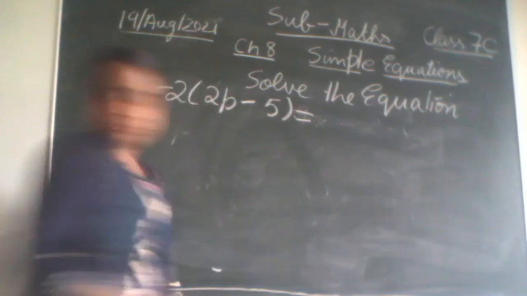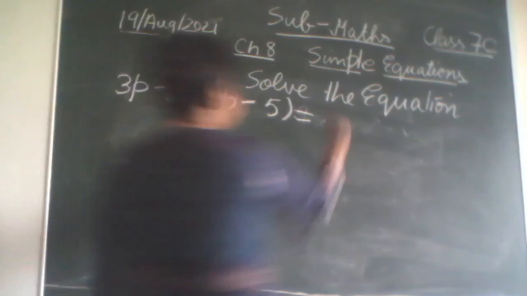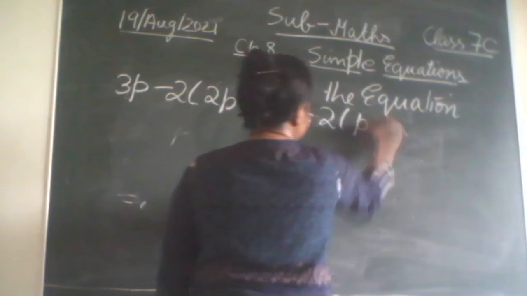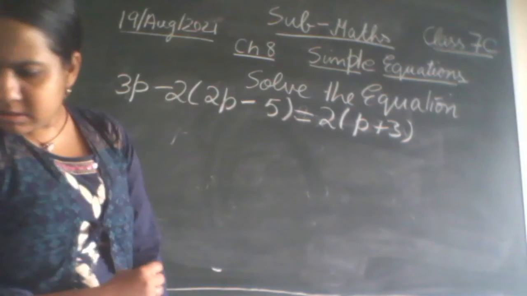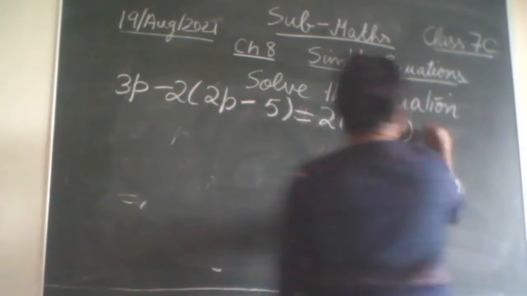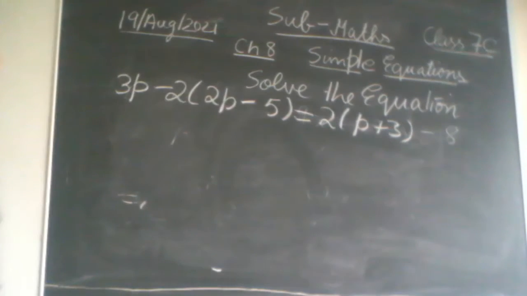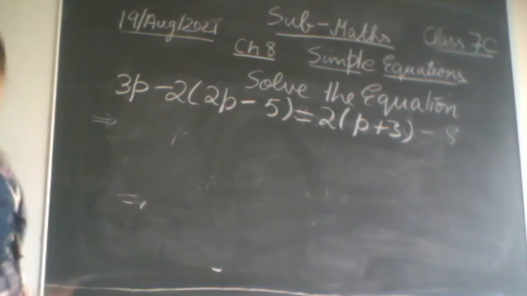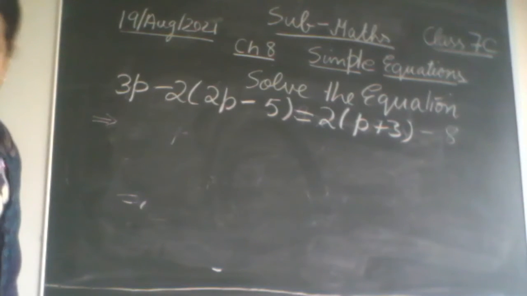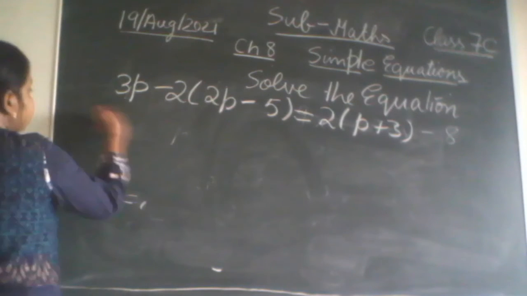Yes, ma'am. Equal to 2 in bracket 5 plus 3, p plus 3 in bracket, p plus 3. That we have got, p plus bracket close minus 8. Okay, let's open. Implies that. You know why I told you we use implies just now, yes or no?